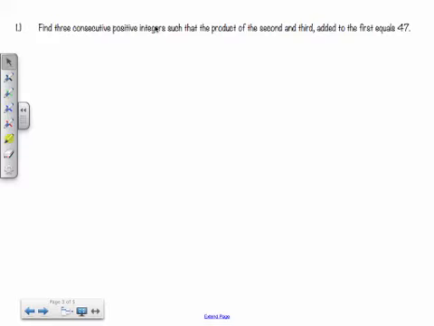Because there is a word problem, of course, I want you to underline or highlight key information. So find 3 consecutive positive integers, that's very important, such that the product of the second and the third added to the first equals 47.